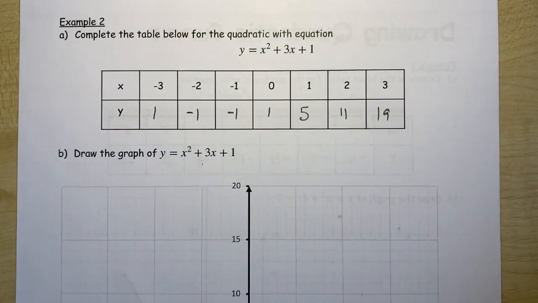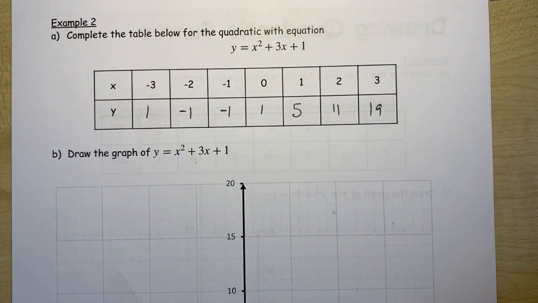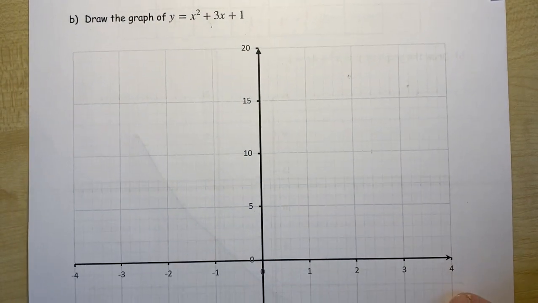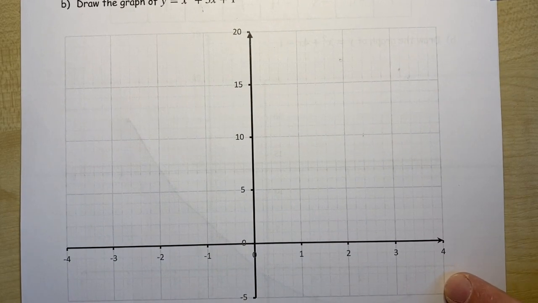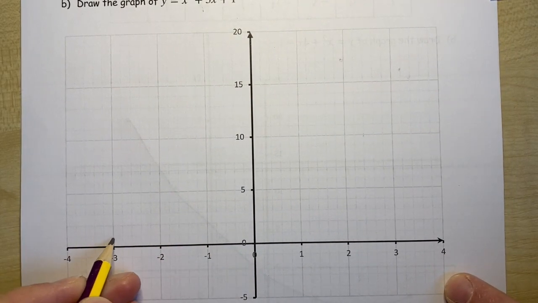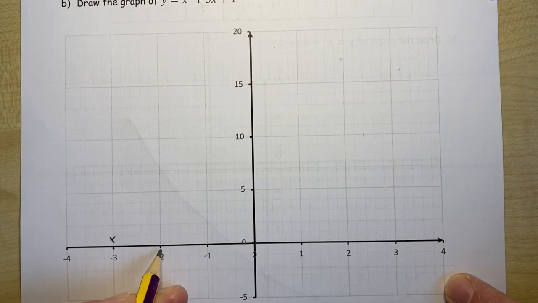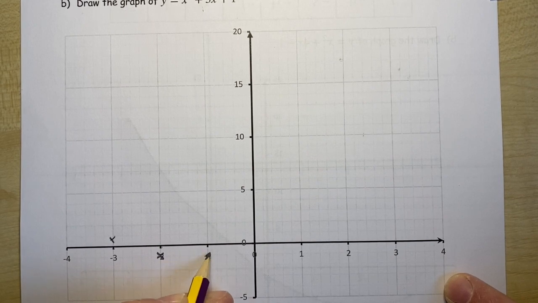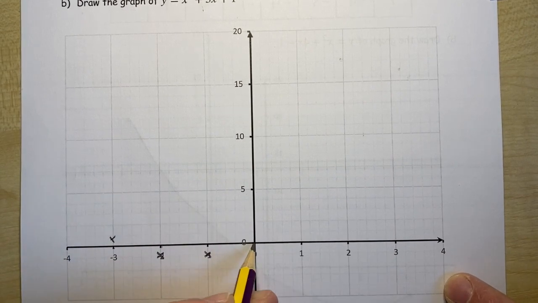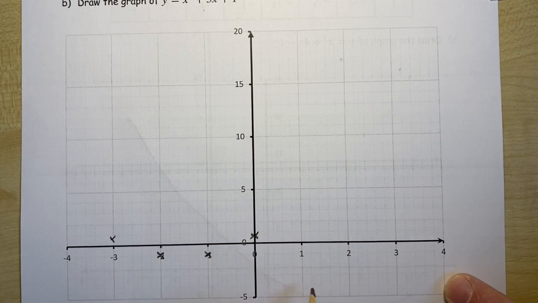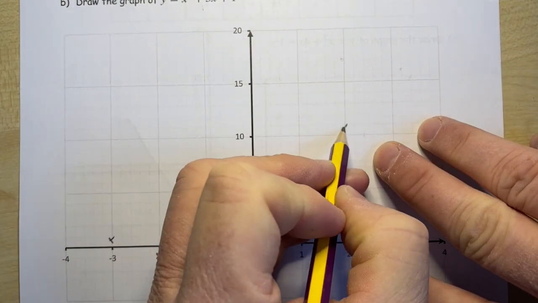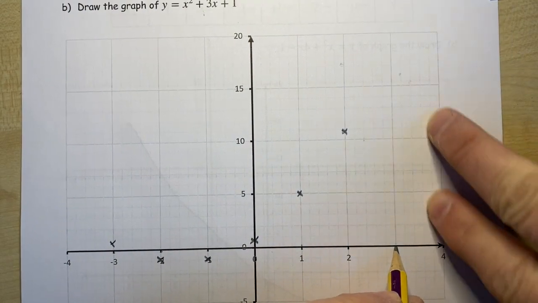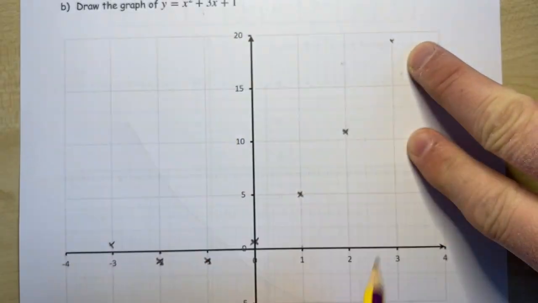So there we have our coordinates for this curve. So at minus 3, we were up at 1. At minus 2, we were at minus 1. At minus 1, we're at minus 1. At nothing, we're up at 1. At 1, we're up at 5. At 2, we're up at 11. And at 3, we're up at 19.